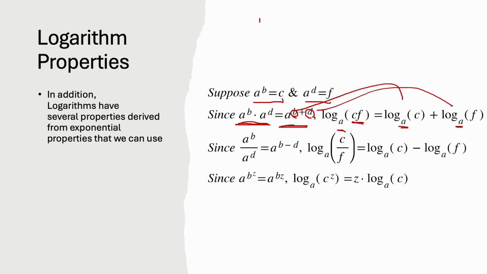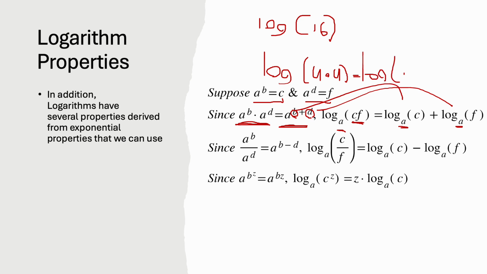So let's do an example. Log of 16. And we're not going to try to solve this, this is just for reference. Well, 16 can be 4 times 4. And so what this could really be is log of 4 times 4, which is equal to log of 4 plus log of 4.